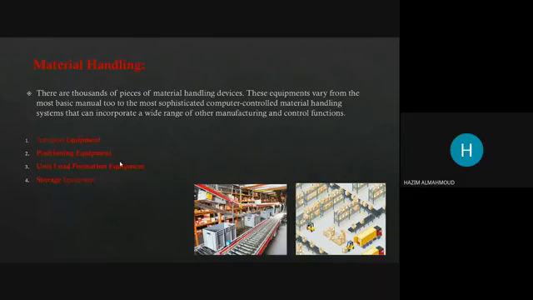I will start with material handling. There are two uses of pieces of material handling devices. Their equipment varies from the most basic manual to the most sophisticated computer-controlled material handling systems that can incorporate a wide range of other manufacturing and control functions. And we have four types of material handling: transport and positioning equipment, unit load forming equipment, and storage equipment.